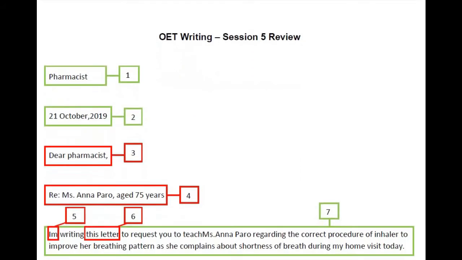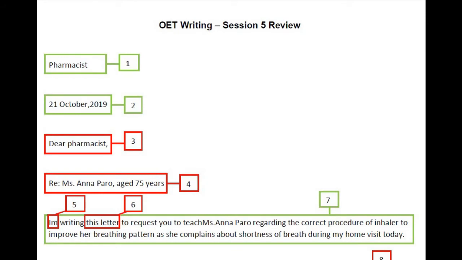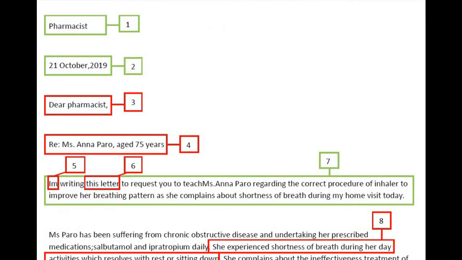Now, let us see how we can write a letter with the help of a sample letter written by a candidate from India. The address, date and salutation are correct, but in the salutation you must use capital P for Pharmacist, which is a proper way to write. Moving to reference, the writer could have written it better. While writing reference, we don't have to write the word aged. Instead, you can simply say 75 years. So we can write RE, then place a colon and write Mrs. Anna Parrow, 75 years. This is the correct way to write a reference.